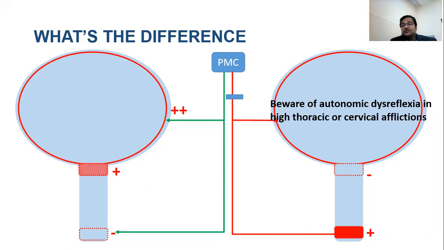Beware of autonomic dysreflexia, which is a dangerous condition in patients who have high spinal lesions, particularly above T6 spinal level.